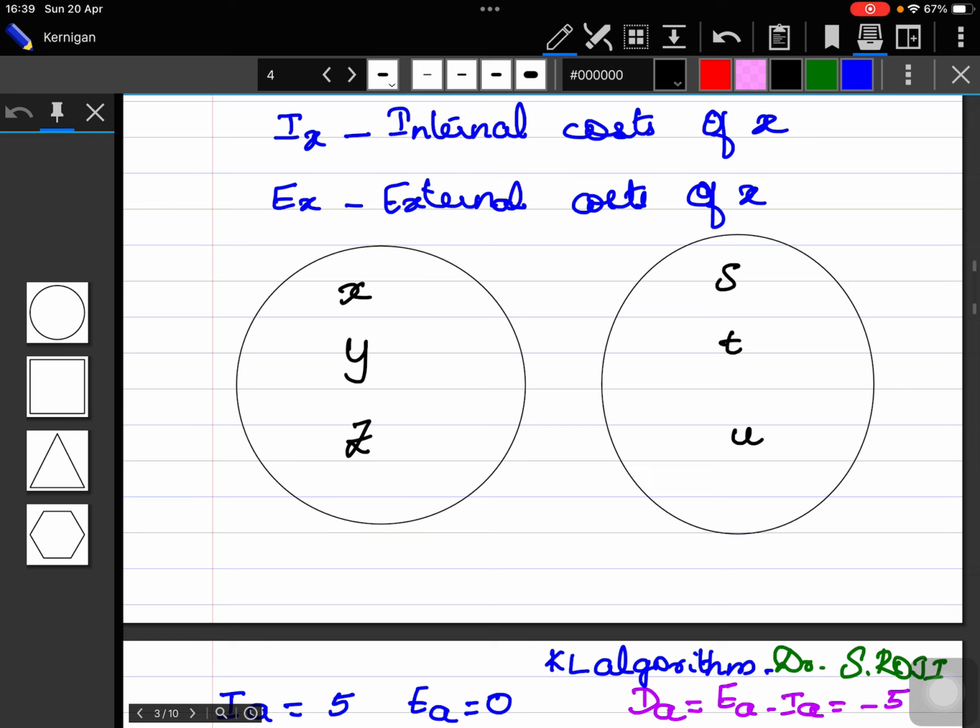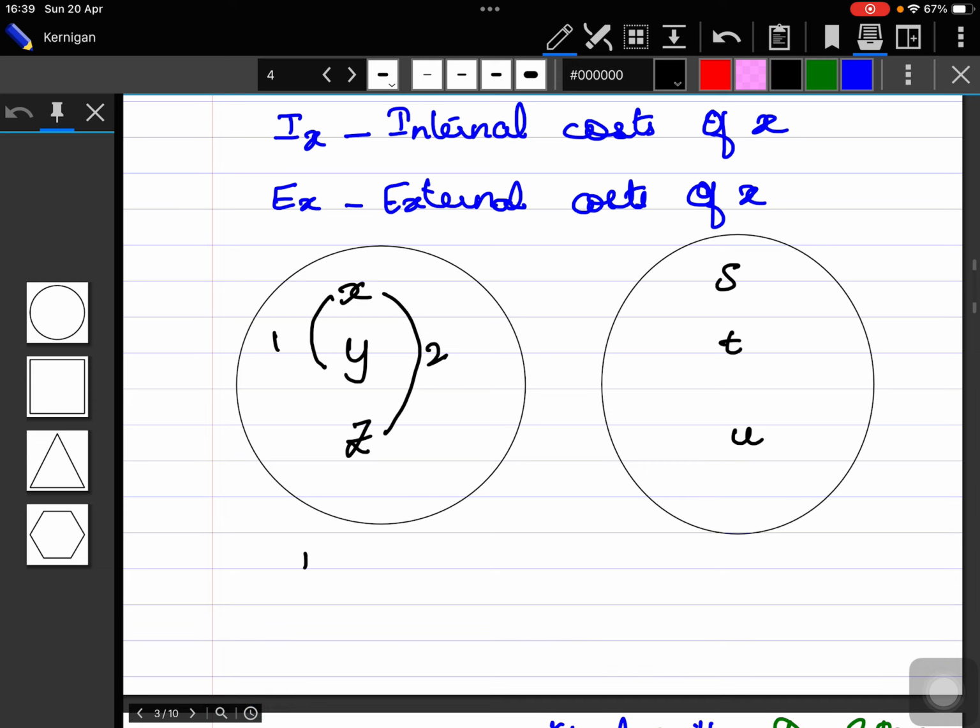So what is Ix? x may be connected to y and x may be connected to z, and this may have a weight of 1, this may have a weight of 2. So what will be Ix? Ix will be nothing but 3. Similarly, x may be connected to s and x may be connected to u, and this may have a cost of 2 and this may have a cost of 1.